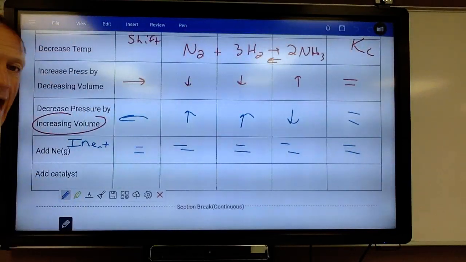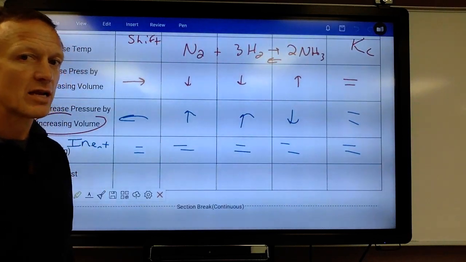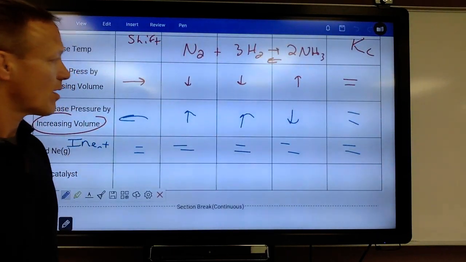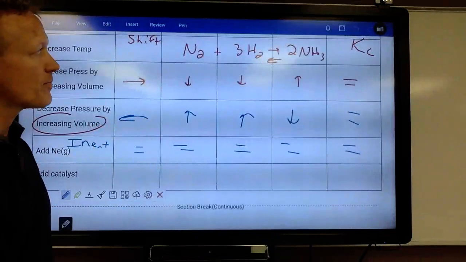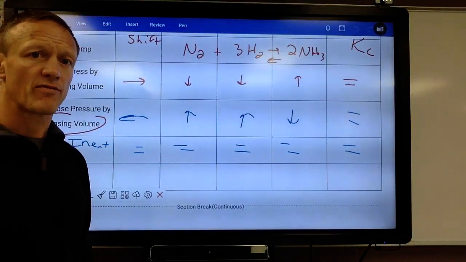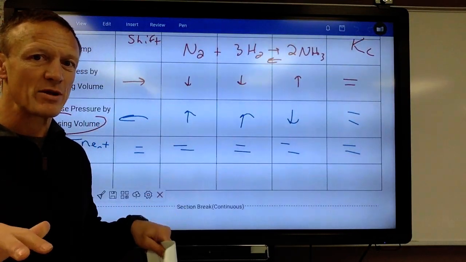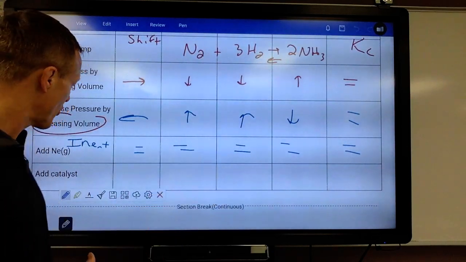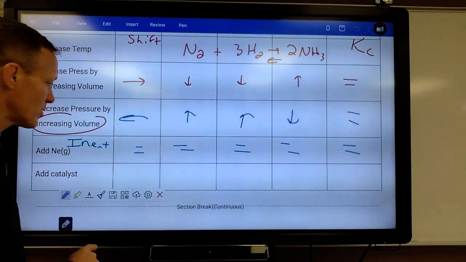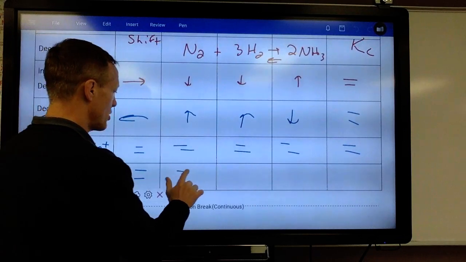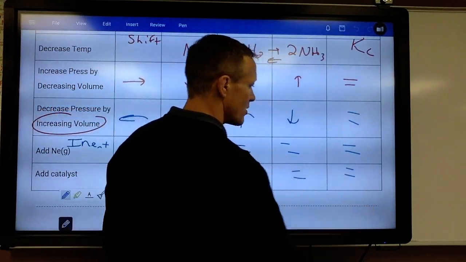And last thing, if we add a catalyst. Say there's a catalyst in this system. All a catalyst does is make us get to equilibrium faster. But we still get to the same equilibrium, the same ratios of them. So everything stays the same in that case.